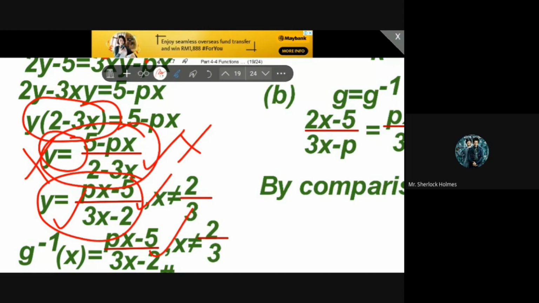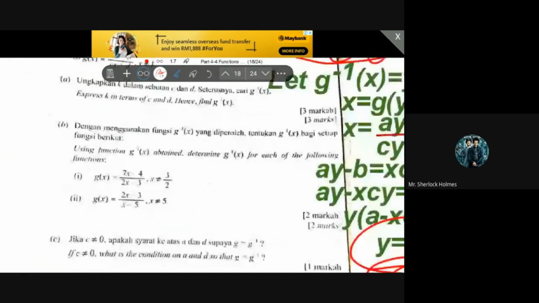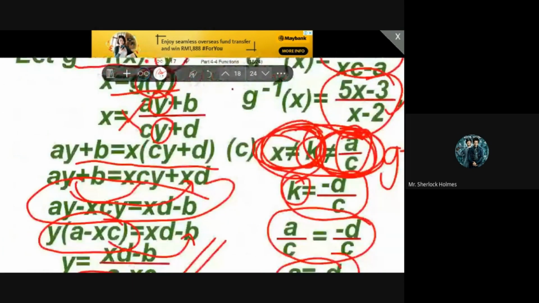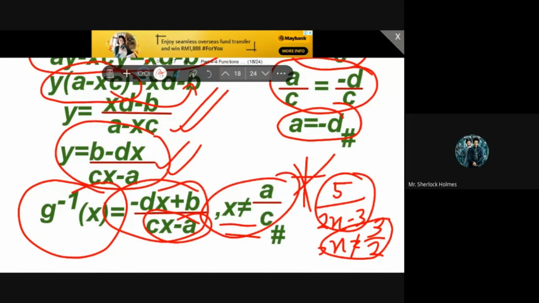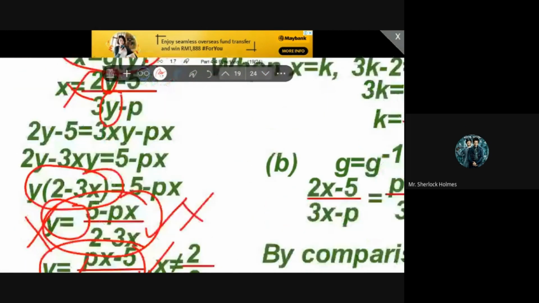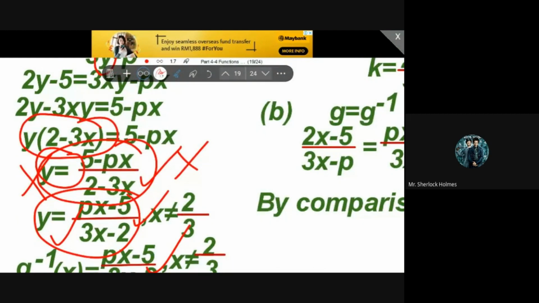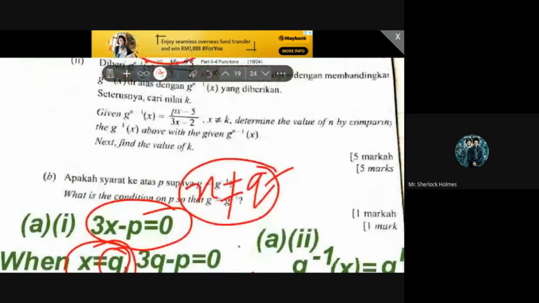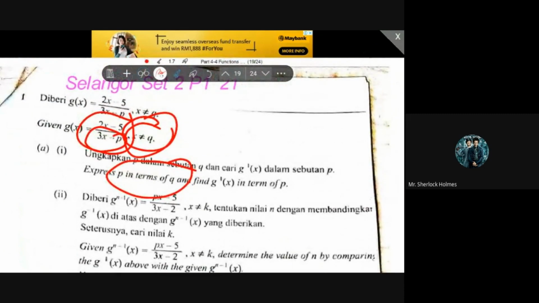Wait, let me check again. This one, the question is AX plus B over CX plus D, right? This question cannot apply. This one has a problem, but this one is a bit different. You see here, right? Can you see the format of this compared to the format of this as well? You see the similarities or not? Can you see the similarities?